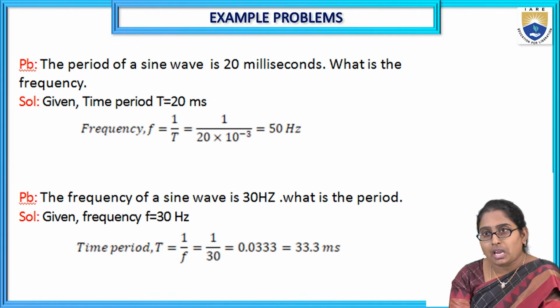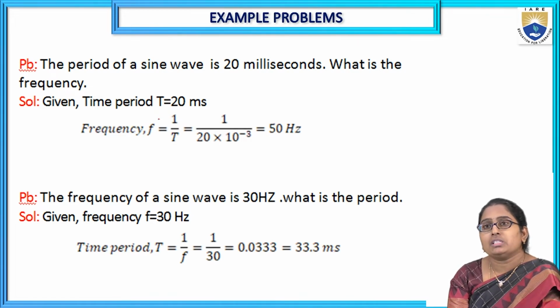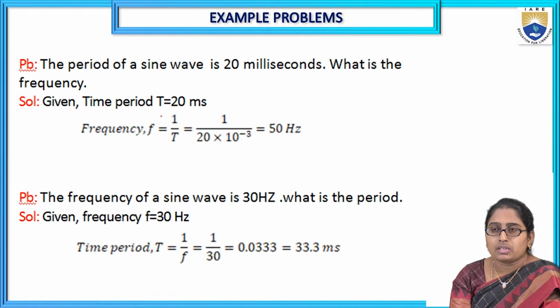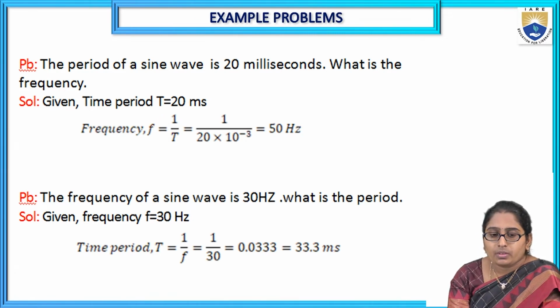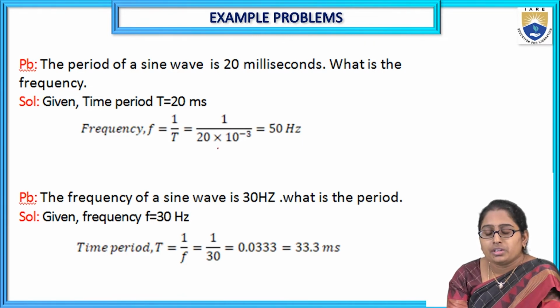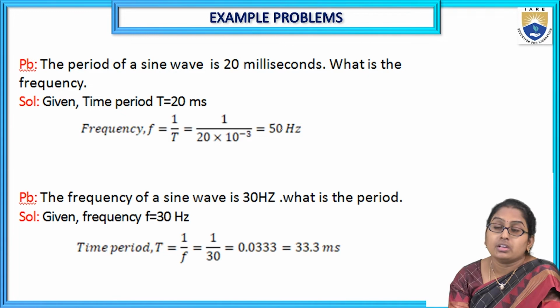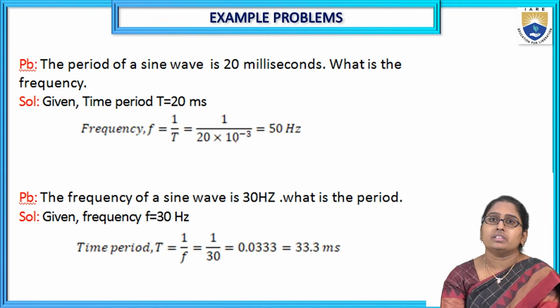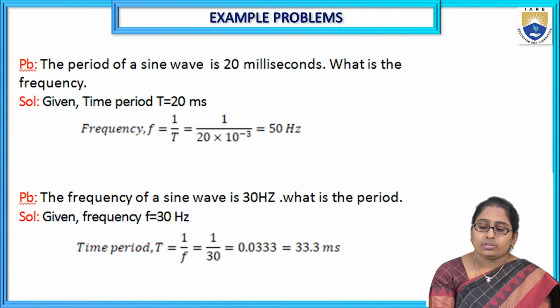Its value is denoted with capital T and its value is given as 20 milliseconds. And what is the frequency? We know the relation between frequency and time period. Frequency is given by 1 over time period. So 1 by 20 into 10 power minus 3 gives 50. After simplifying this we get 50, and the units of frequency are hertz. Already we know that.